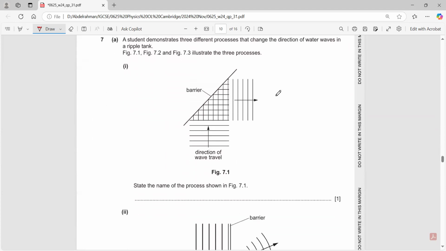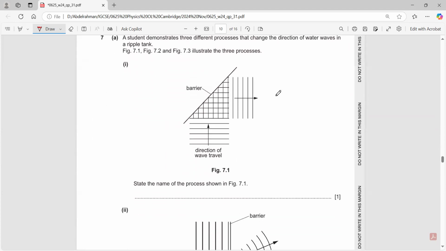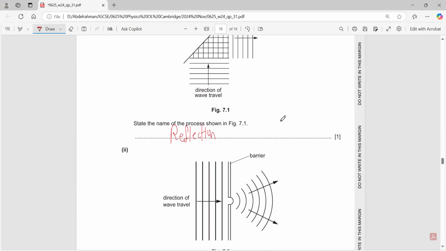Question 7, I assume, demonstrates three different processes. State the name of this process. It hits the barrier and then moves to the left. So what is this process called? Reflection. Yes, reflection.